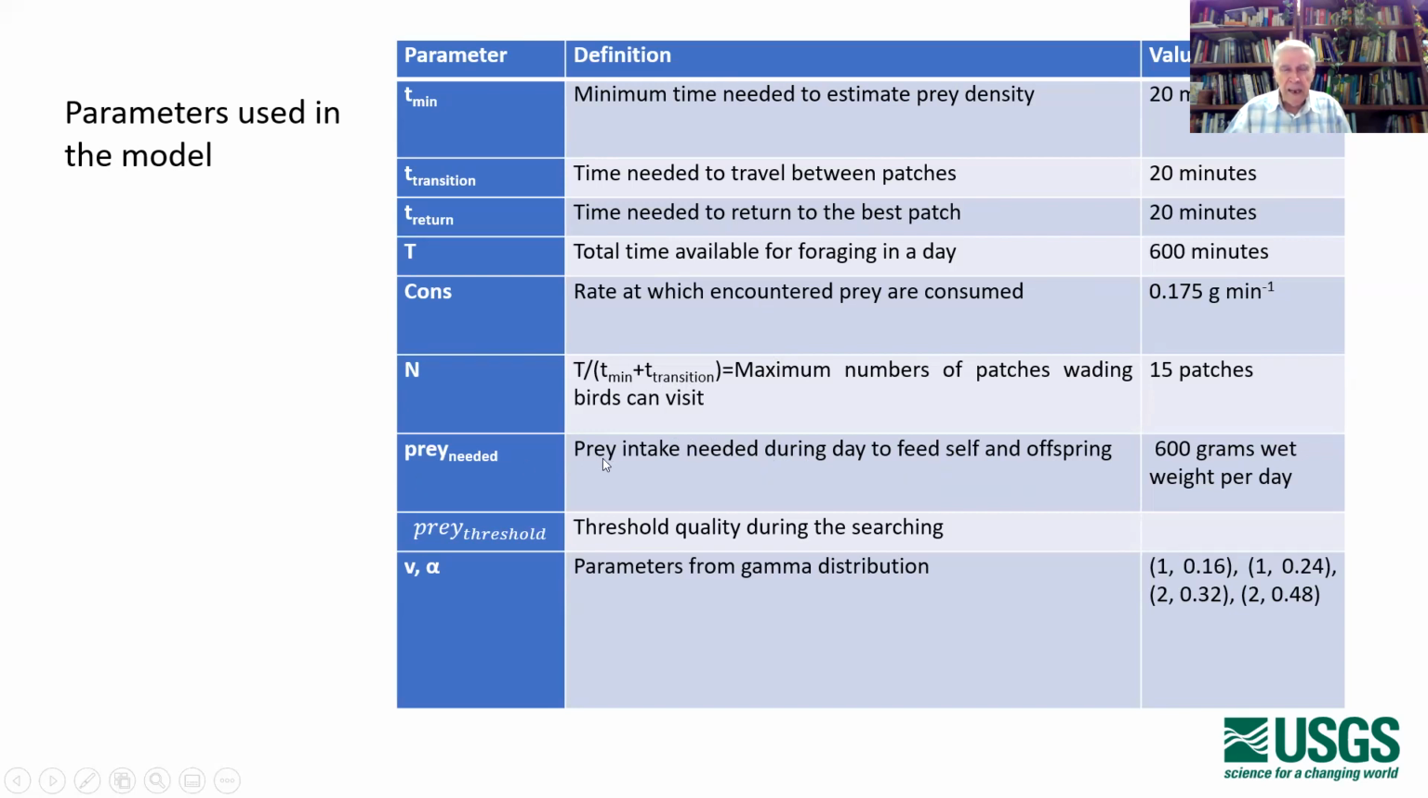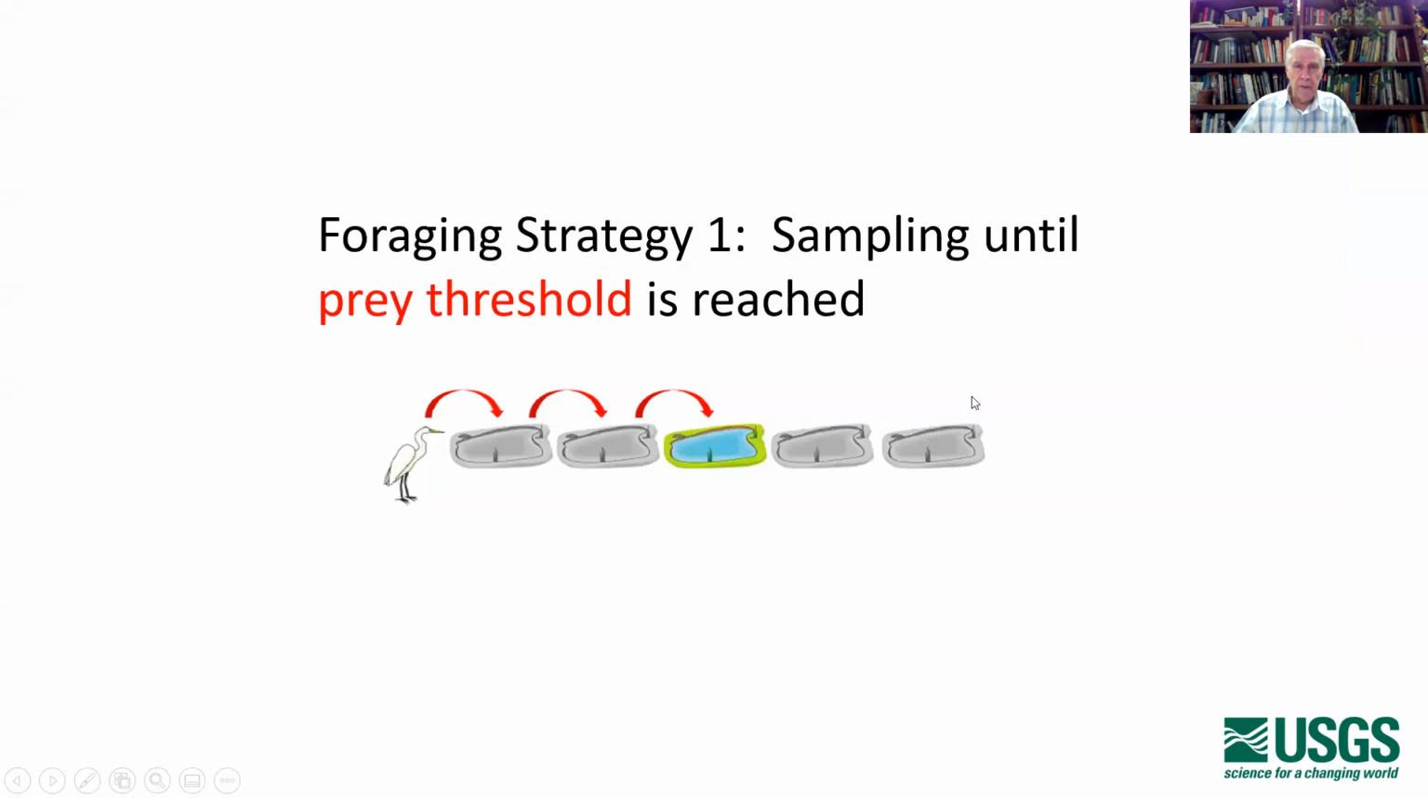Also, we're not using it in our model, but it's nice to know the prey needed by, say, the average white ibis is about 600 grams of wet weight per day that it needs to ingest from prey. Prey threshold, we're allowing that to vary, and our gamma parameters, nu and alpha. Okay, foraging strategy 1, that is sampling until the prey threshold is reached.